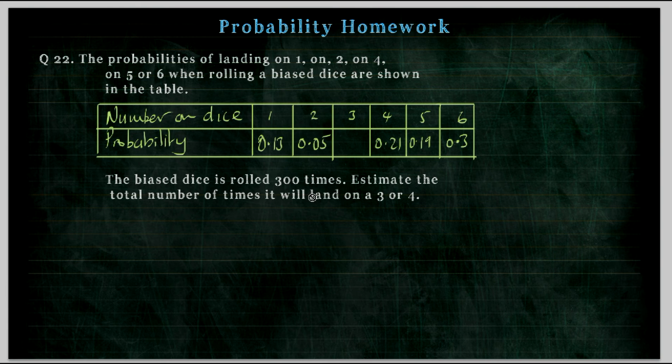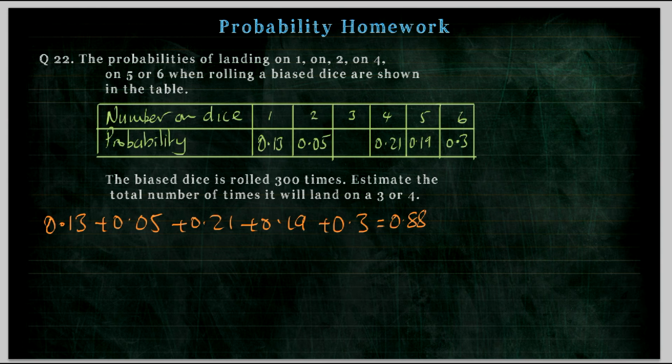The first thing we need to do is work out this missing probability here, and in order to do that, we need to add up these numbers, see what we've got, and take it away from 1, because we know these need to add up to 1. So we need to do this sum here first. We add up all the probabilities, and if you were to do that, you'd get 0.88, and then you need to do 1 take away 0.88, which is 0.12. So that's the chance of getting a 3. Let's put that in the table, 0.12.